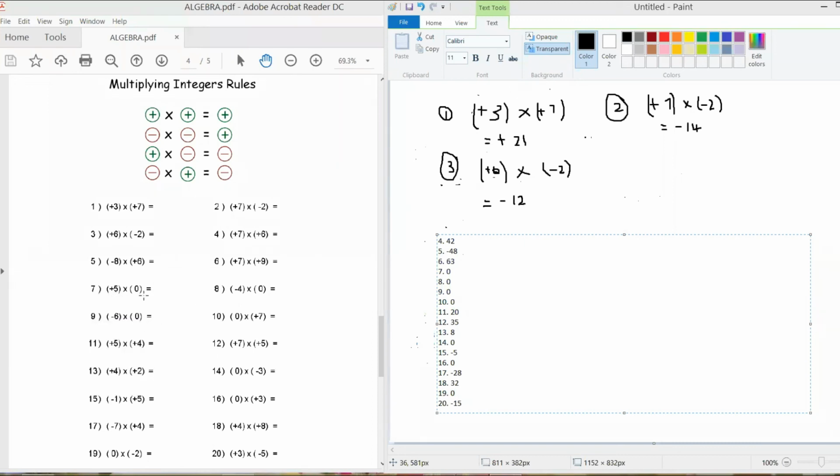For example, 5 multiplied by 0 gives us 0, 4 multiplied by 0 gives us 0, 6 multiplied by 0 gives us 0, 0 multiplied by 7 gives us 0. So if you have 1 million multiplied by 0, the answer is 0. So always remember that. And also remember that 0 is a neutral number. 0 is neither negative nor positive. So always remember that. So very nice. That is a very nice question.